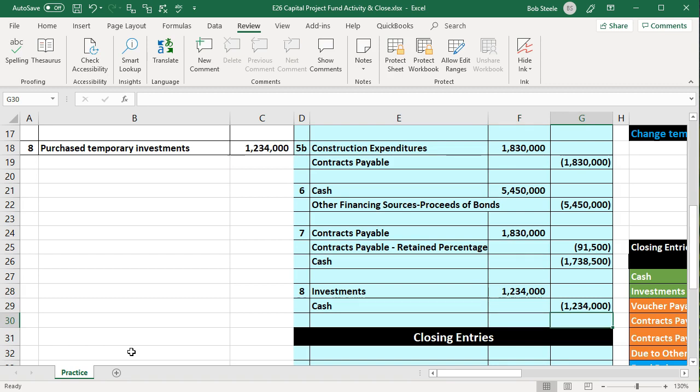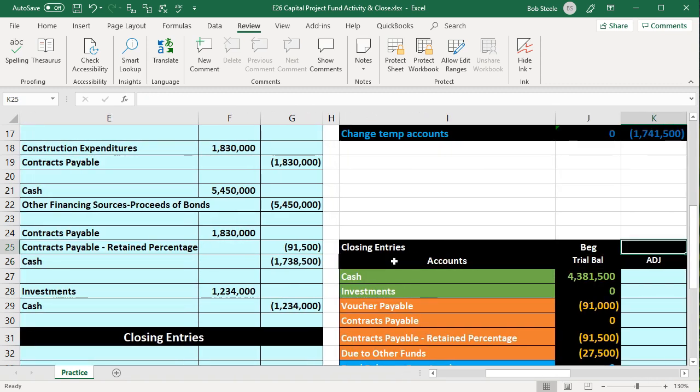This would be similar to any kind of normal business transaction if we were to put money out of cash and put it into a short-term investment. Note that we do consider it to be short-term because any kind of long-term activities wouldn't be in the capital projects fund typically. So let's scroll back up. We're going to post this.